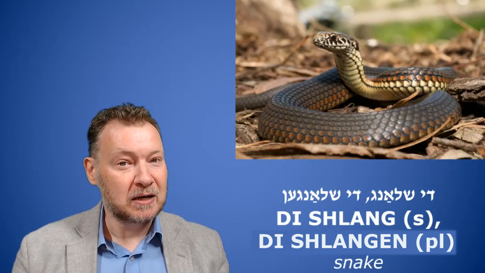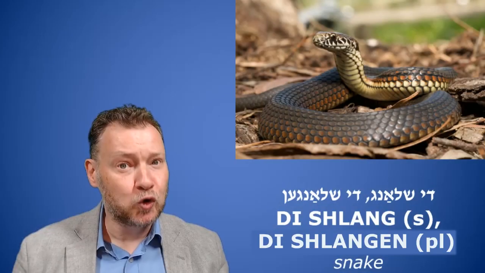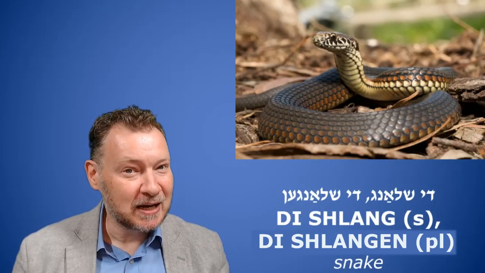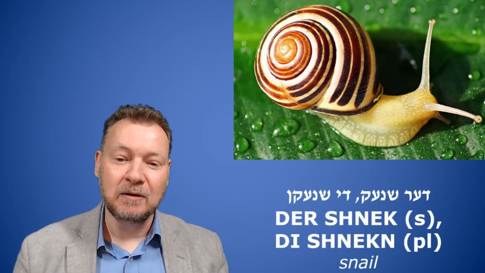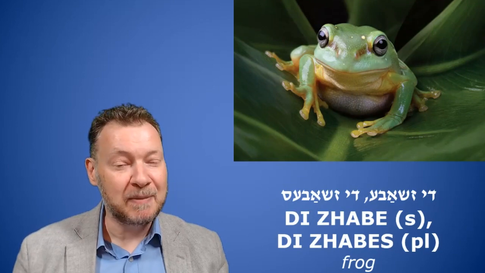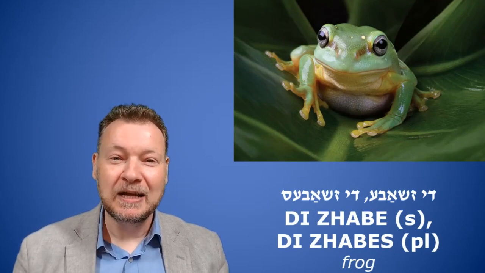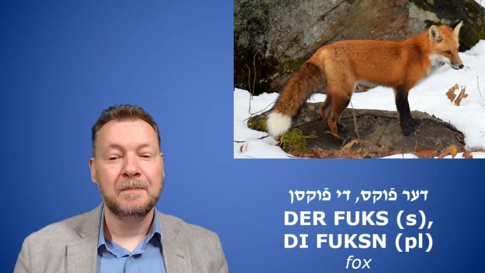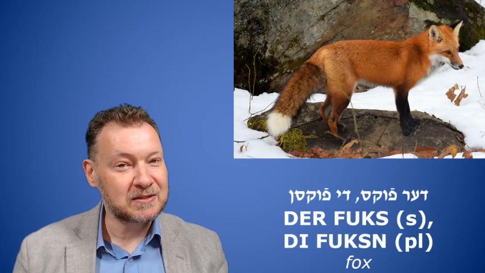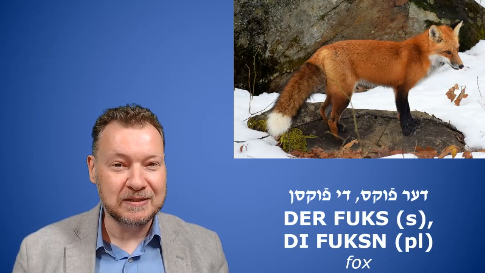Die Schlang is a snake. I'm not saying nothing. Gut. Die Schlangen in the plural. Der Schneck is a snail, plural, die Schnecken. Die Jabbe is a frog, plural, die Jabes. A deer is der Hirsch, plural, die Hirschen. Der Fuchs is a fox, plural, die Fuchsen.